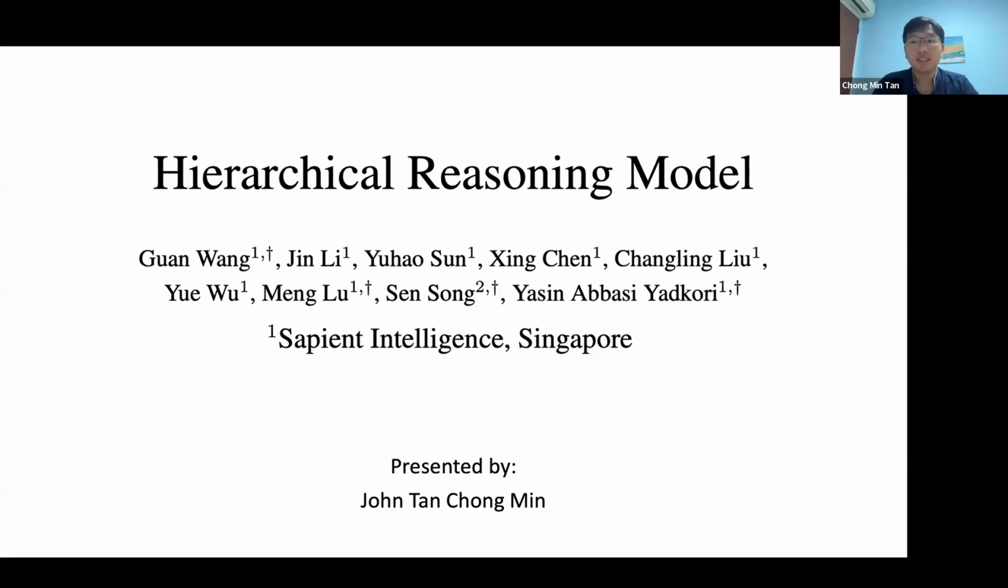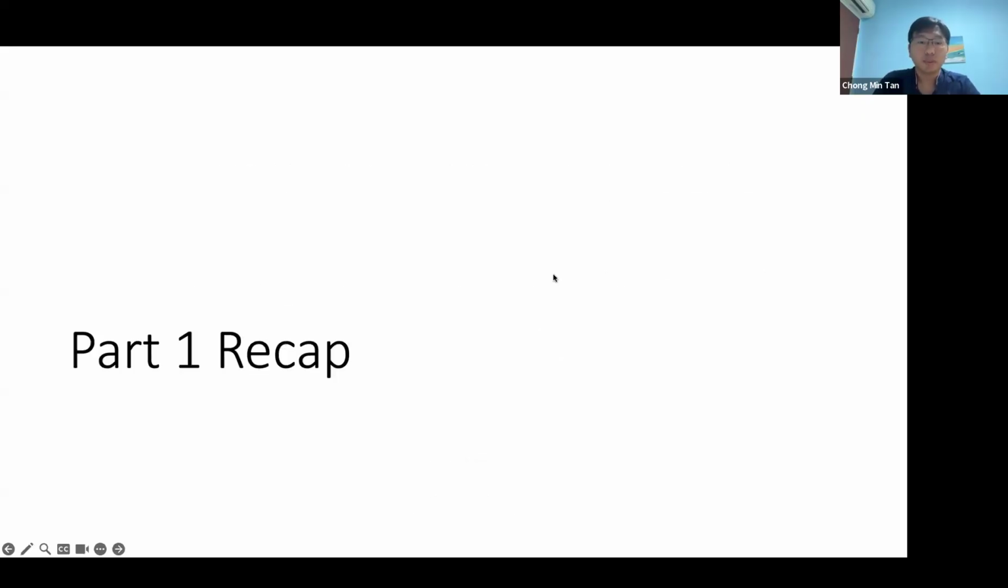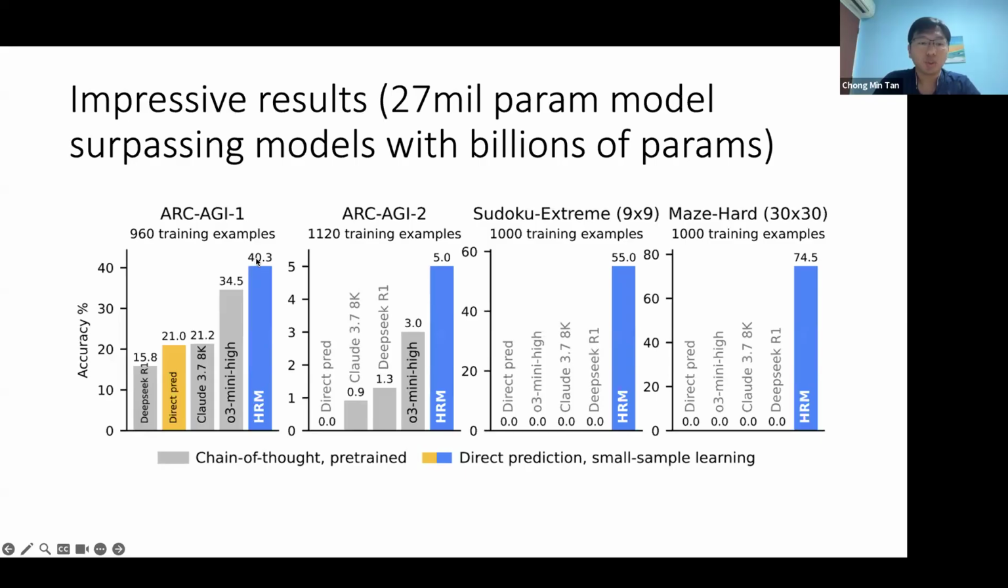So all these are typically not done with transformers, okay, or large language models, because LLMs or transformers typically do not do this kind of rule following, algorithm following, very well. But somehow this model manages to do something quite remarkable. If you look at the results here, the results are quite good. HRM achieves a very competitive score, like 40.3% on ARC-AGI 1, about 5% on ARC-AGI 2.